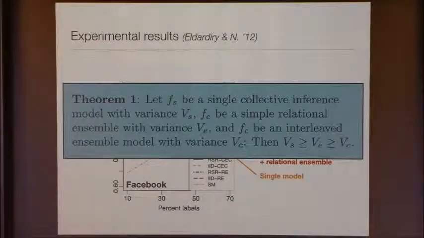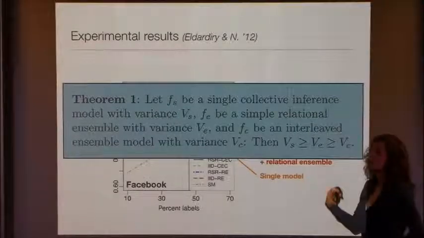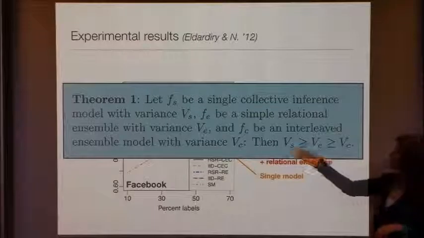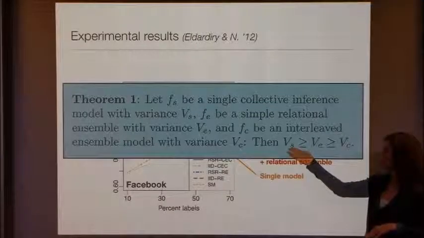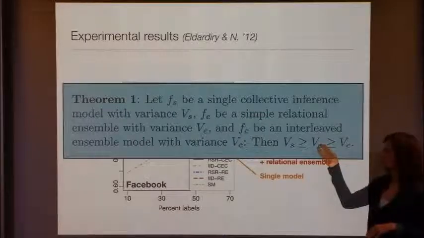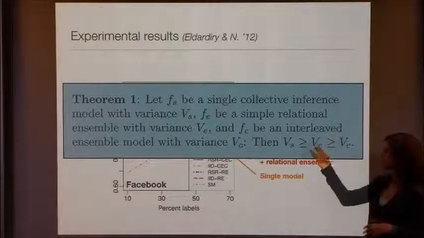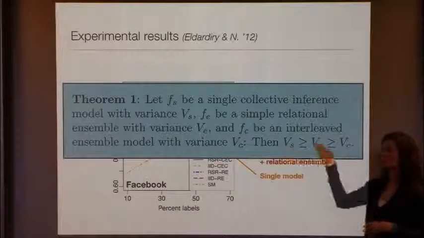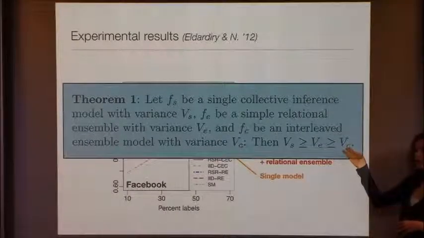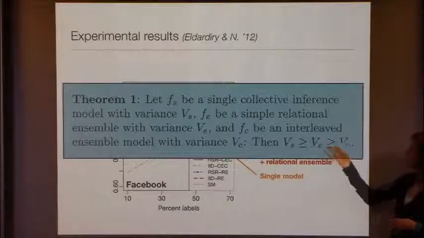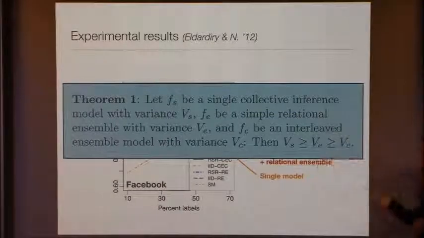And so Hoda, in her dissertation and I think one of our papers, has a whole bunch of theory where she works this out, taking the bagging type theory to a relational setting to prove that compared to a single model in the domain, if we use a simple relational ensemble where we don't interleave things, we're going to at least keep the variance the same or reduce it. And then if we use a collective ensemble where we interleave them, we're going to further reduce the variance, right? So we can prove that we are going to reduce the variance.